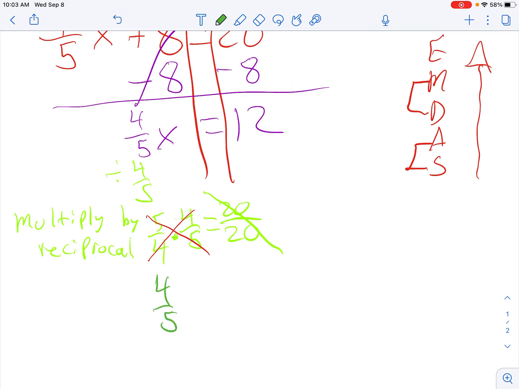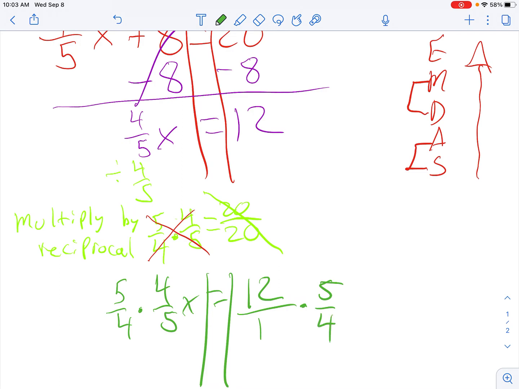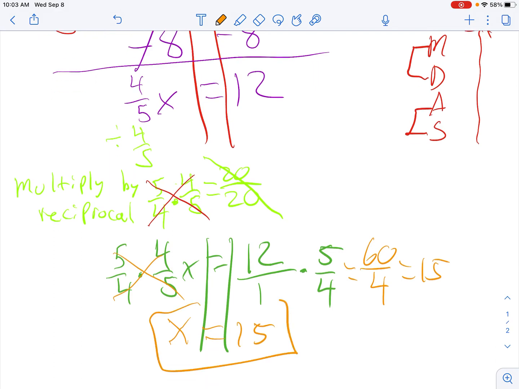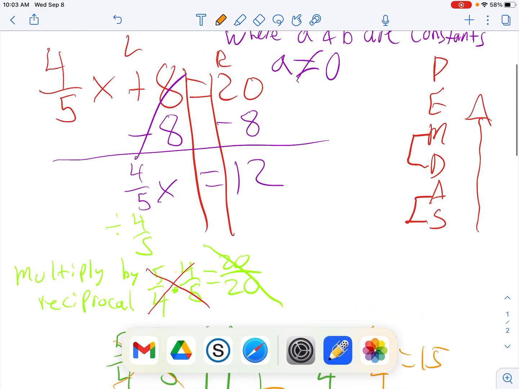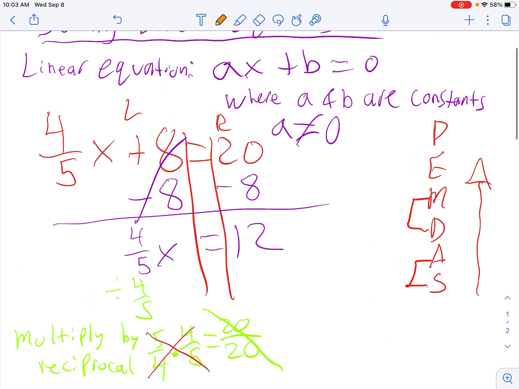So if I jump back into my equation, I have 4/5 x equals 12. What I need to do is multiply by 5/4 on the left, and I also need to multiply by 5/4 on the right. So again, the left side cancels out, which is exactly what we wanted. We're left with x. 12 times 5 is 60, and 1 times 4 is 4. 60 divided by 4 is 15. So my answer is x equals 15.